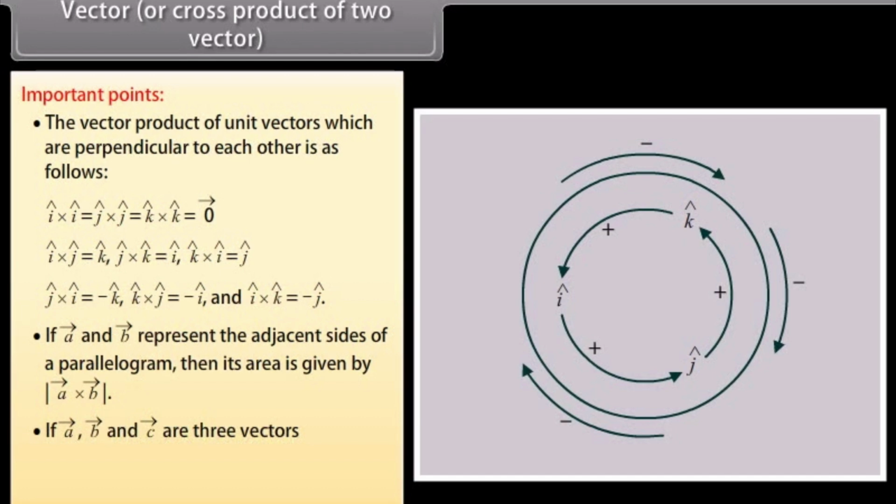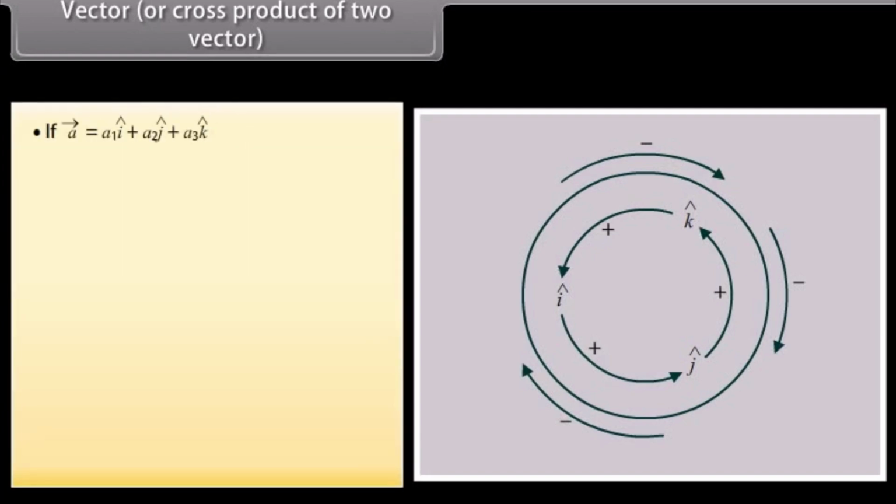If vectors A, B and C are three vectors, then vector A cross (vector B plus vector C) equals vector A cross vector B plus vector A cross vector C. If vector A is equal to A1 cap i plus A2 cap j plus A3 cap k, and vector B equals B1 cap i plus B2 cap j plus B3 cap k.